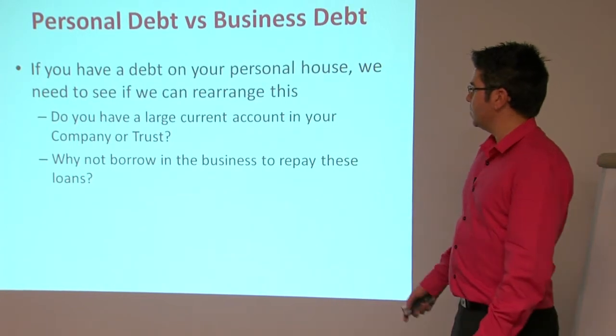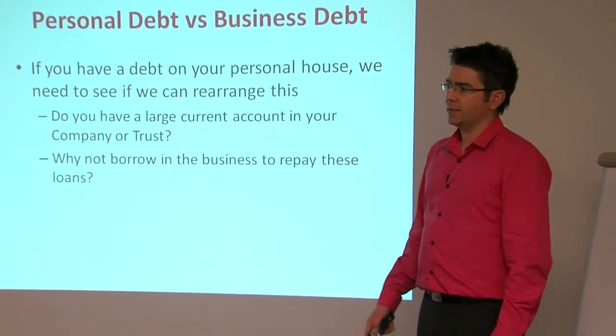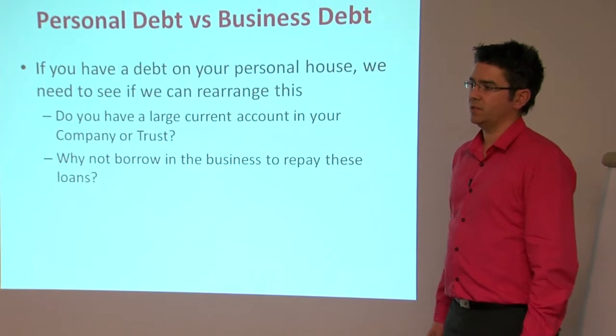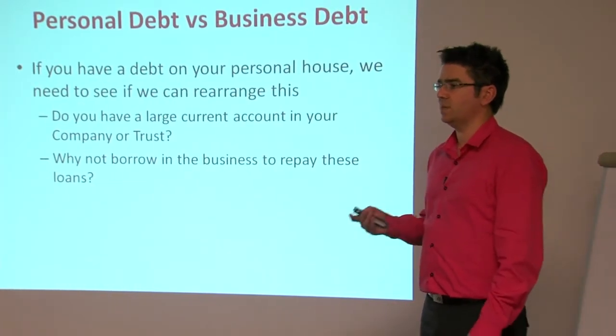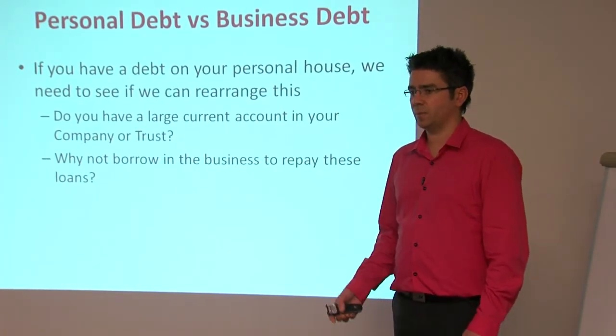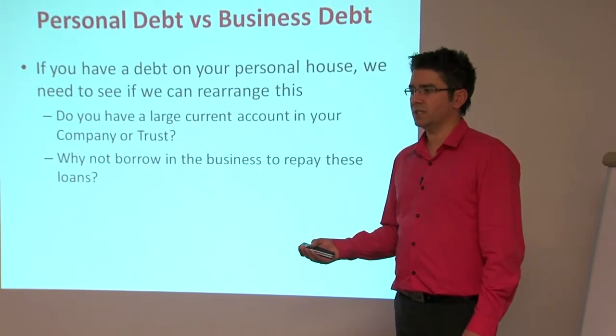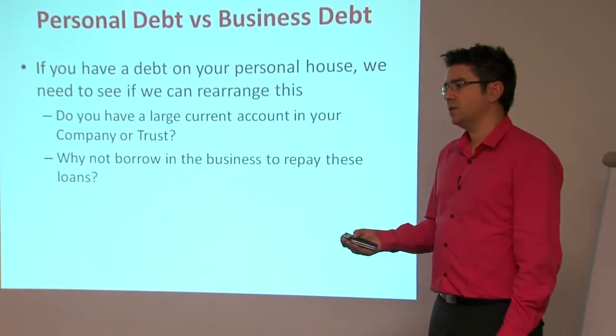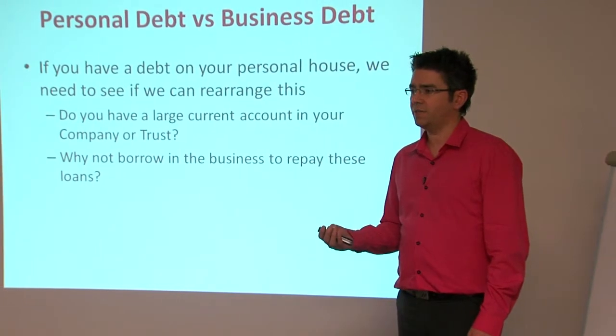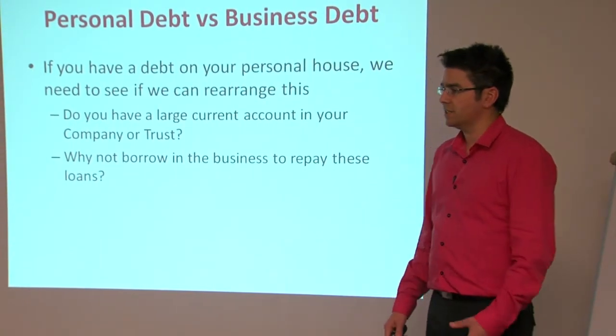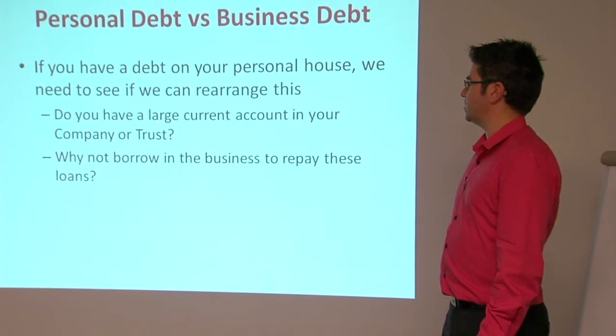So basically we borrow in the business to repay these, which makes sense, and it's just making that interest tax deductible. If you're looking at something like a $100,000 loan at 6%, that's $6,000 interest a year. If you're saving at 33% tax, then that's saving around about $2,000 a year. It's quite a considerable saving for nothing just on $100,000.